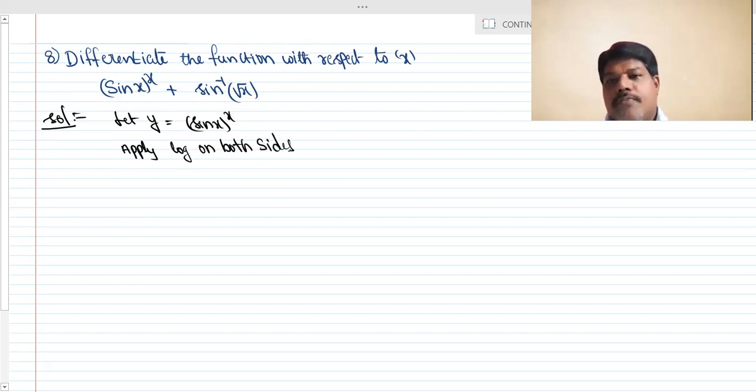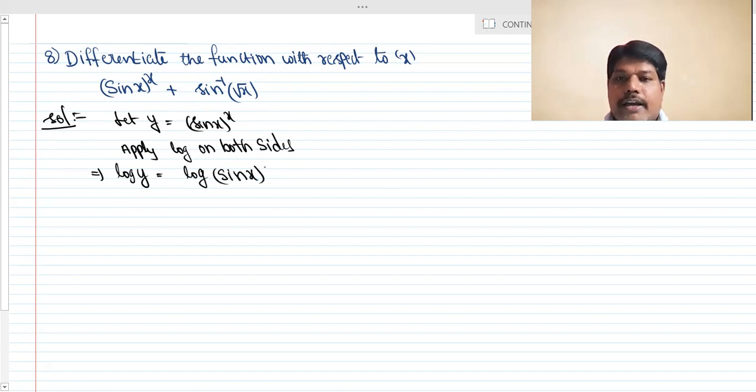So what happens? That implies log y is equal to log of (sin x) power x. So already you know that log of x power n can be written as n log x. That means you will get the form here: log y can be written as x into log of sin x.